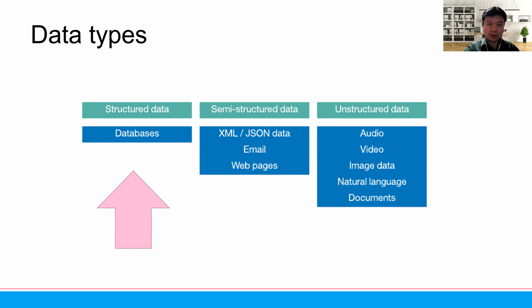The last one is unstructured data. Unstructured data is more related to audio, video, image data, natural language, and documents. Those kinds of data are unstructured. You cannot use that data immediately for analysis. There should be a pre-process, or another way to convert it into structured data so that it can fit the data analysis.